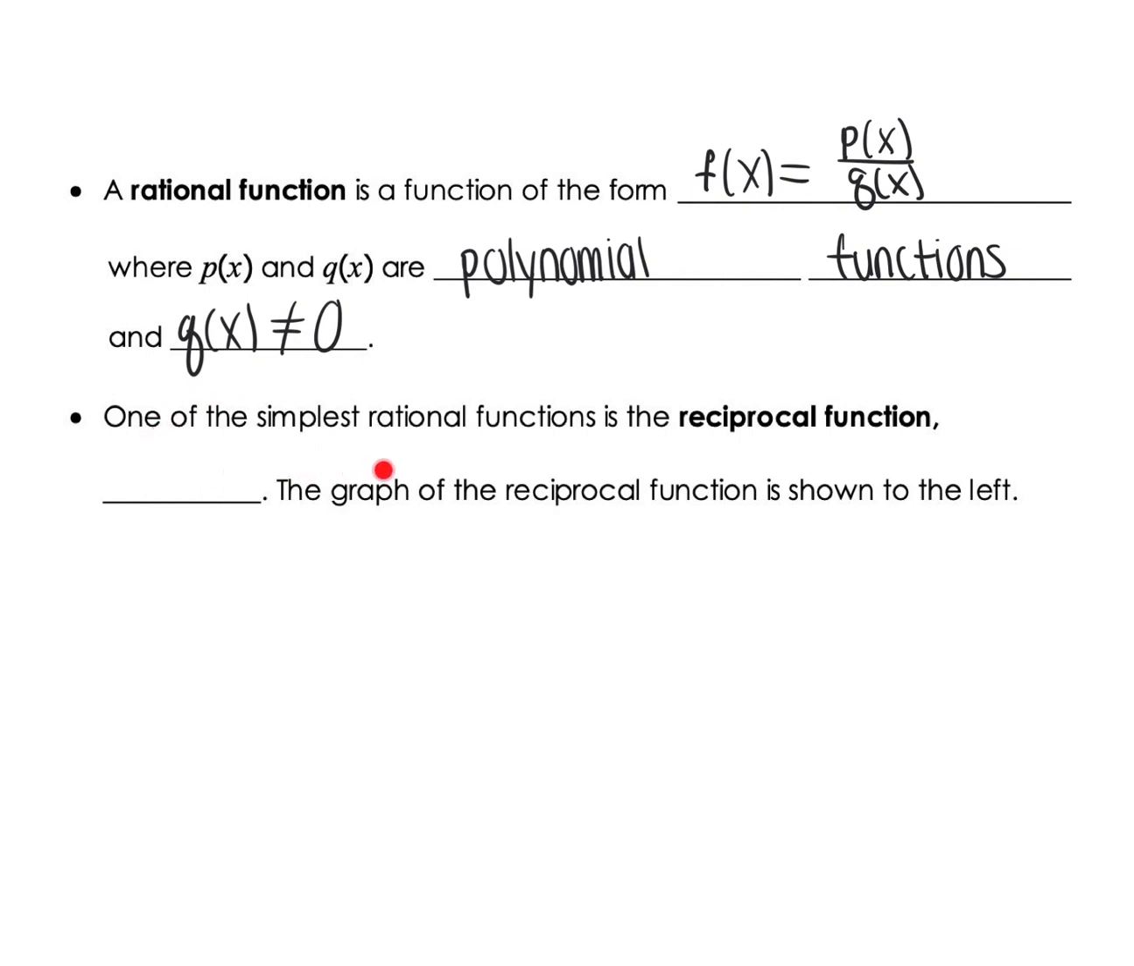One of the simplest rational functions is the reciprocal function, which is f of x equals 1 over x, which looks like this, and the graph of the reciprocal function is right here. It's not shown to the left, it's just on this part.